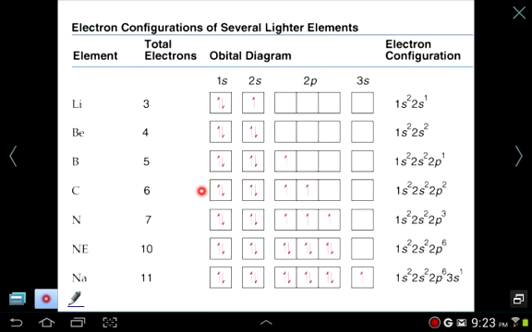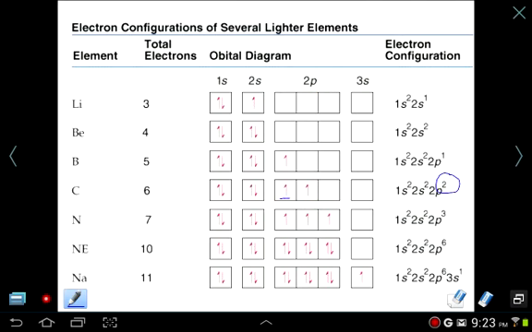So for the 1s subshell, there's 1 orbital. For every s subshell, there's 1 orbital. For the p subshell, we have 3 orbitals. And notice these 2 electrons are placed right in here.